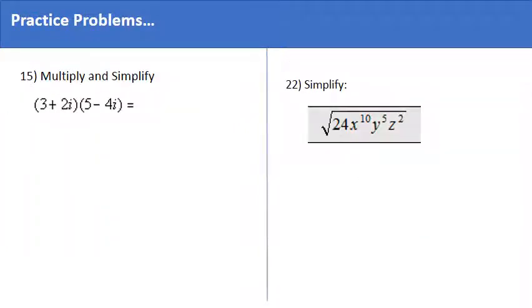All right, so in our next example, we are going to multiply and simplify. So we are going to use our FOIL method. We have 3 times 5, that is 15.